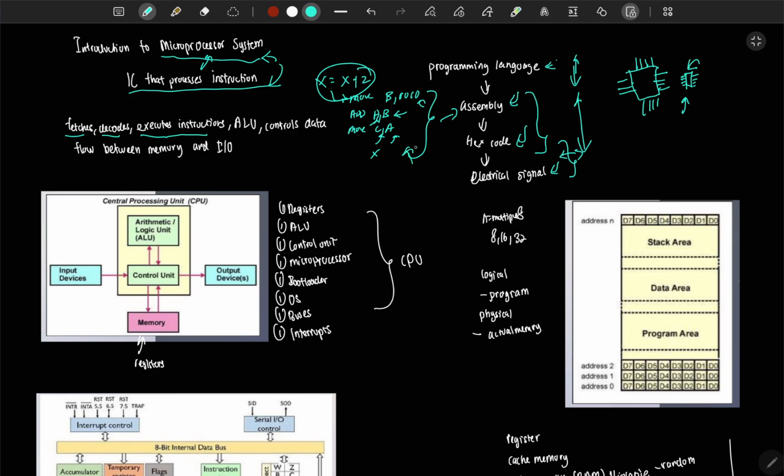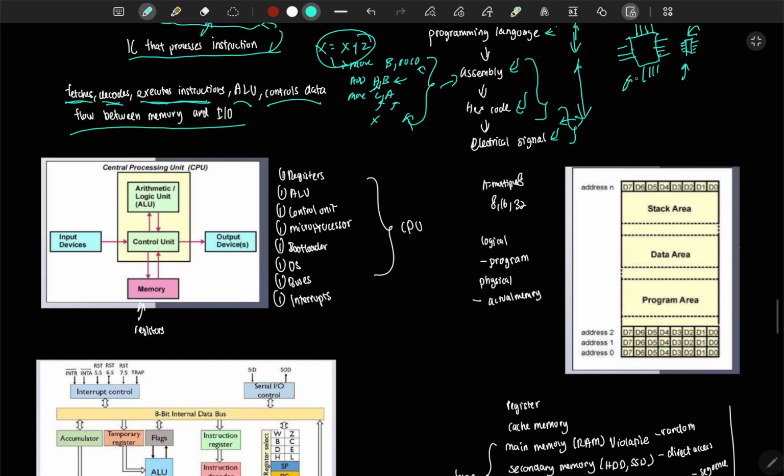Sometimes we need to write our own programs in the assembly method. Now it fetches the code, it decodes the code, it executes the instruction, then it has an ALU, arithmetic logic unit, and it controls data flow between memory and IO, which means that they have these internal processes running in them. Okay, so this small illustration of a CPU contains an ALU, a control unit, output devices, and input. Okay, the bus and memory are not contained in it.